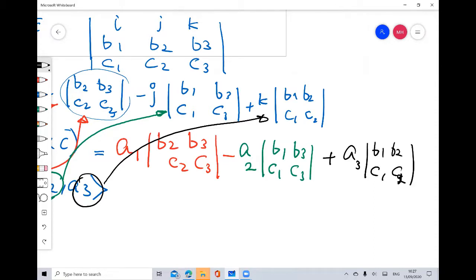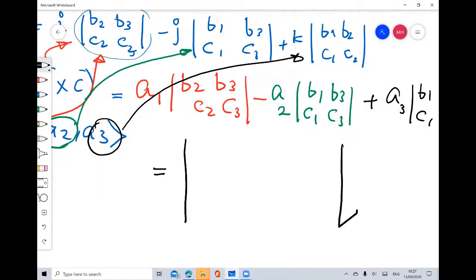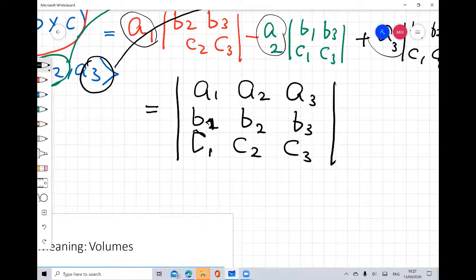Undoing this grouping, I end up with the determinant of a 3 by 3 matrix where the second row is B1, B2, B3 and the third row is C1, C2, C3, and instead of I, J, K, I have A1, A2, A3. This is an alternative way to do the triple scalar product.